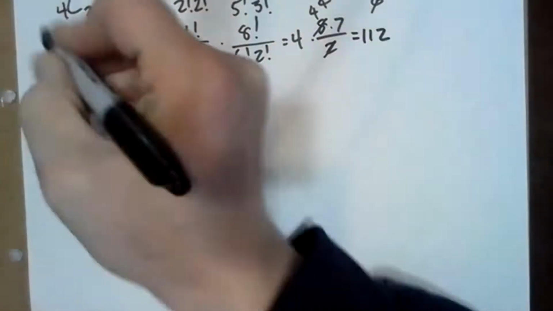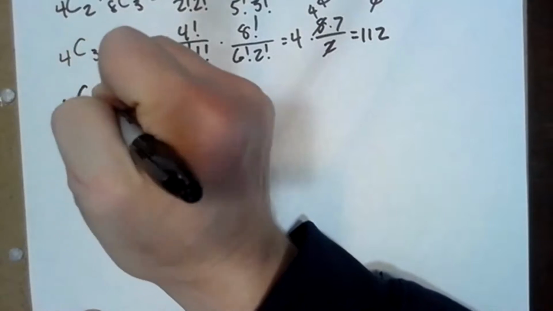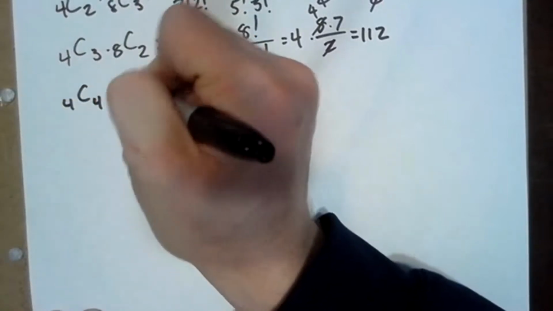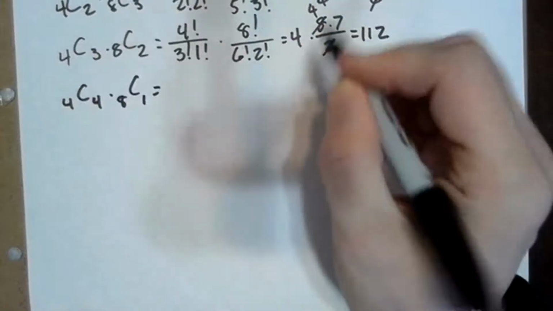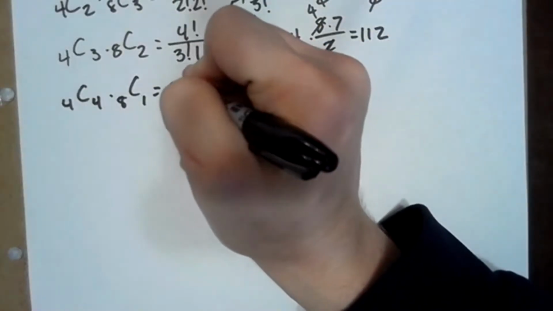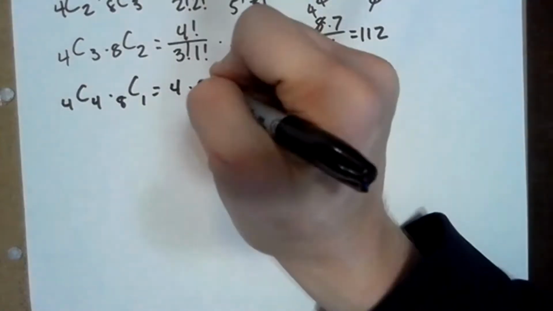And finally, we do 4 choose 4 times 8 choose 1. There's only one way to choose all 4 classes, and 8 ways to choose one of 8 classes. So that's 32.